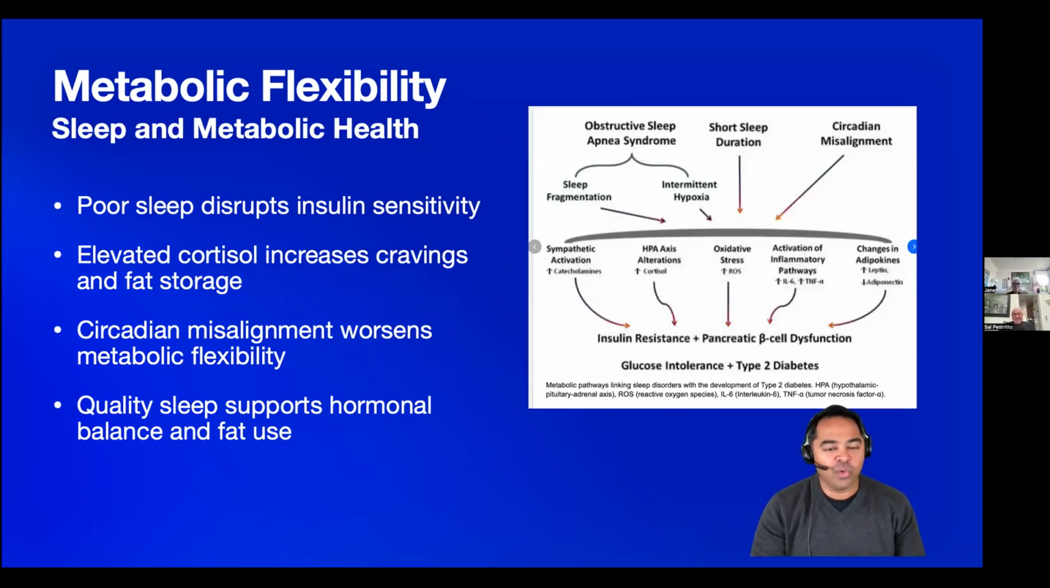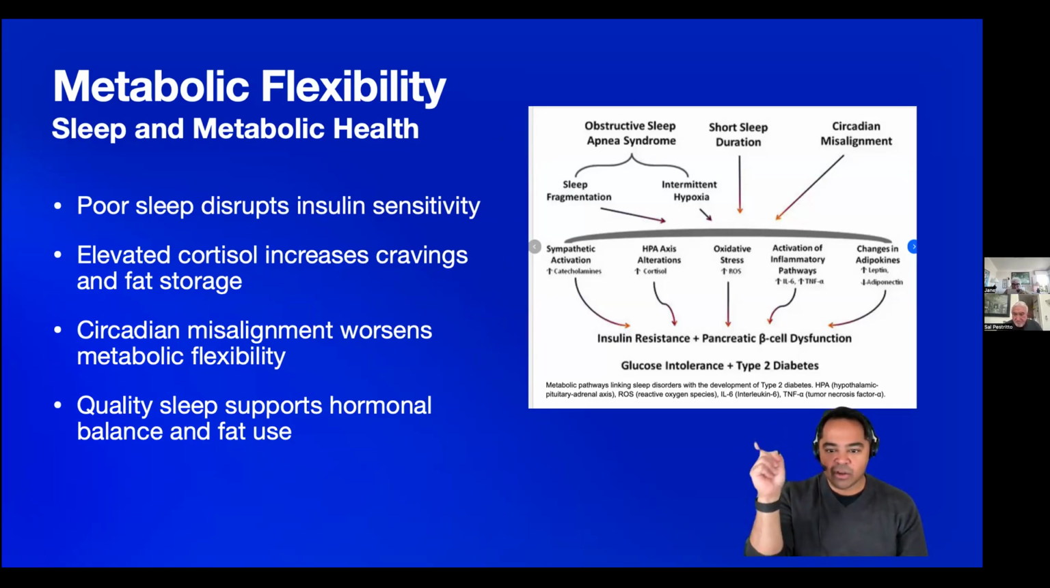Poor sleep. So, what are the three pillars of Well 12? Diet, stress, sleep, right? Those are things that we optimize. So poor sleep screws up your metabolic health, right? Poor sleep affects mitochondria. It disrupts your insulin sensitivity. Elevated cortisol, that stress hormone, increases cravings and fat storage.